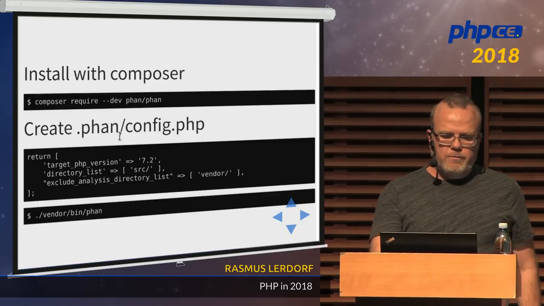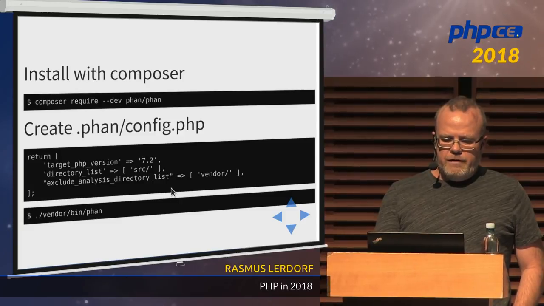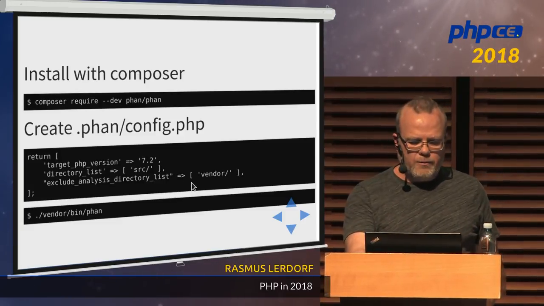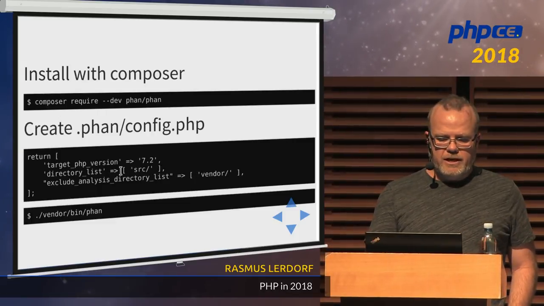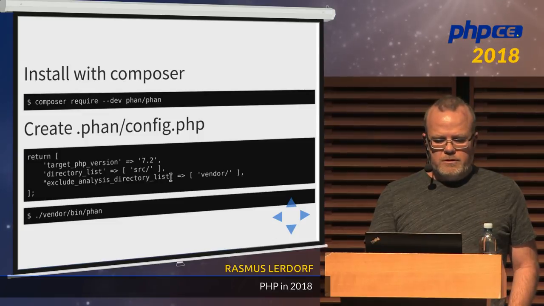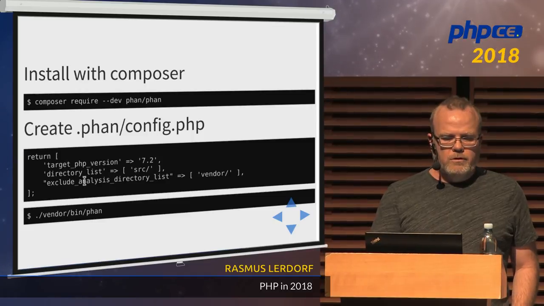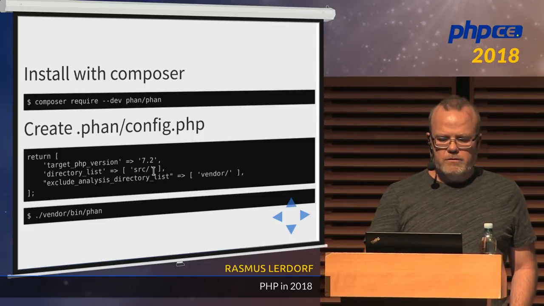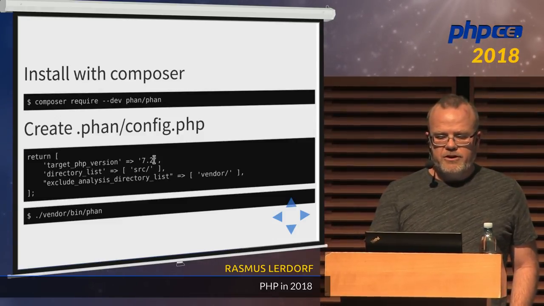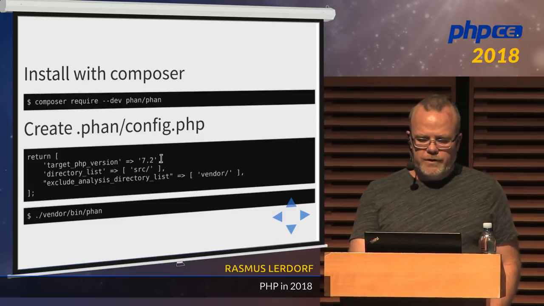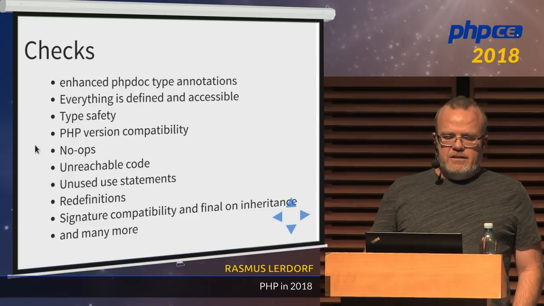It's easy to install. You can composer require it, FAN. You can have a little config file like this for a standard composer-like project where your source is in source and all your vendor stuff is in vendor. You can tell it, only analyze stuff in source, load and bring symbols in from the other one, but don't give me errors on stuff in vendor. Only give me actual static analysis errors for my own code. And you can also set a target PHP version for your scan. It checks a whole bunch of things, typical static analysis stuff.